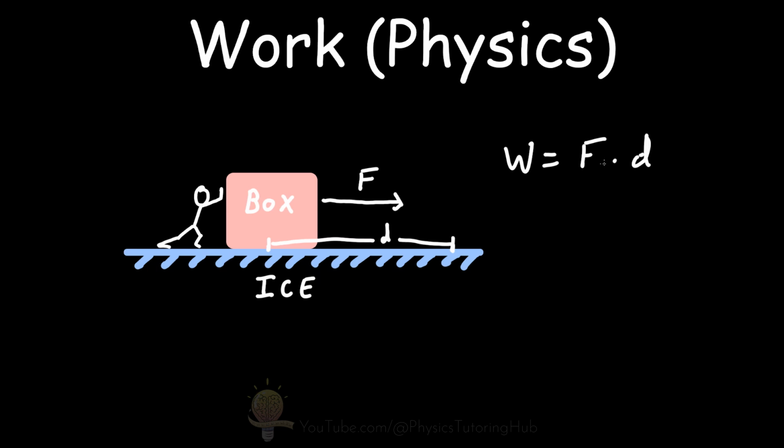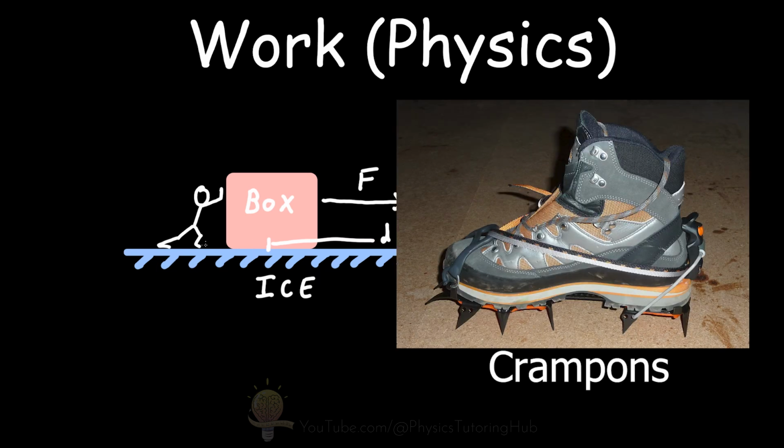Now the important thing to notice here is that the direction of this force is the same as the direction of the displacement, and there are no other forces acting on this box. So this box is being pushed on ice, so there are no frictional forces. And let's imagine our person here has crampons on.